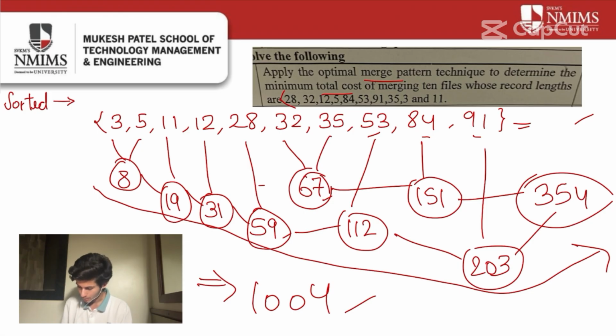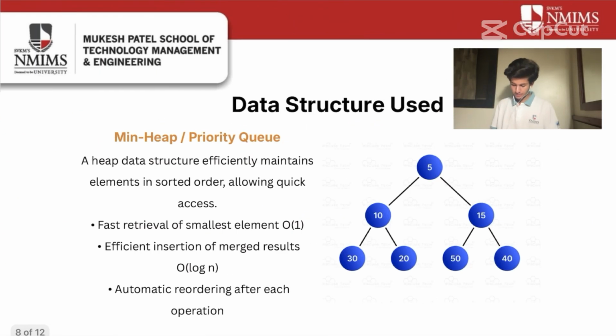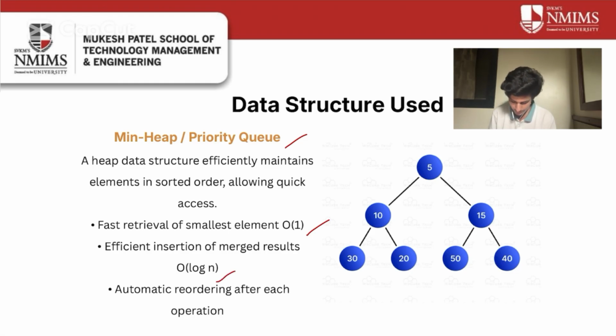Now jumping ahead to the data structure used here. We have used a minimum heap, or we can say priority queue, here. Faster retrieval of smallest elements, that is order of 1. Efficient insertion of merge results, order of log n, and automatic reordering after each operation is done by the minimum heap or priority queue.